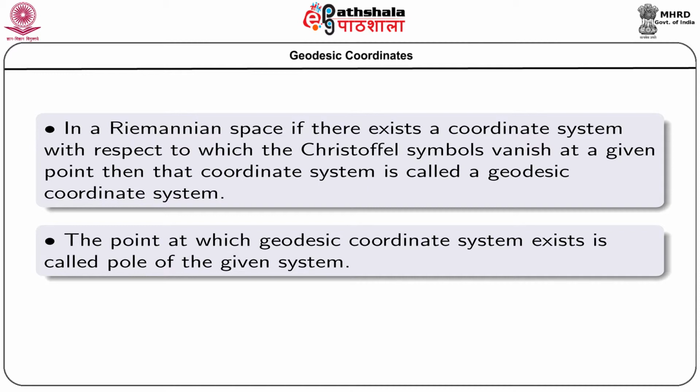Now, this system is very useful for mathematical physics and in gravitational theory, where the pole is considered as the base point of some system, where the Christoffel symbols vanish, and this is considered as the initial point for the system.